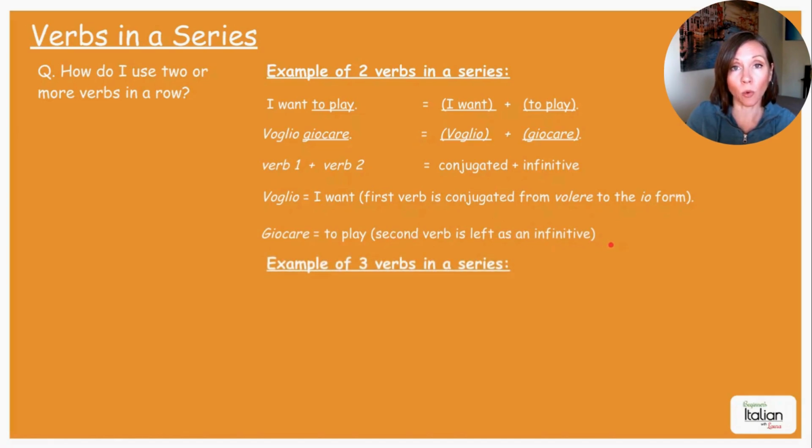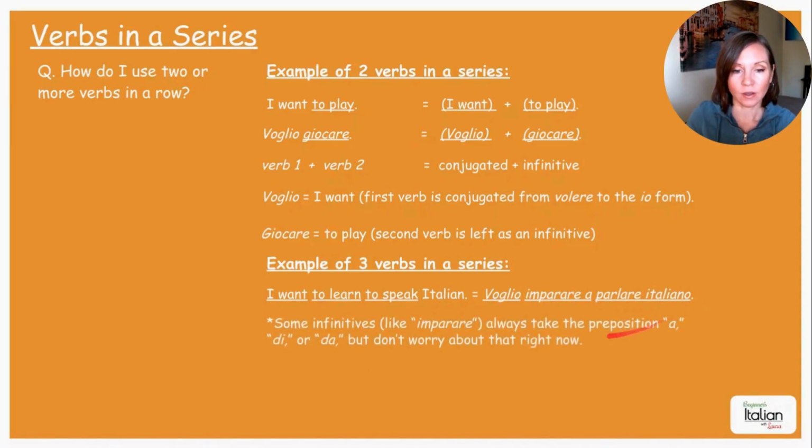If you want to have more than two verbs in a row, in this example, I want to learn to speak Italian: voglio imparare a parlare italiano. Just to note, some infinitives like imparare always take the preposition a, di, or da, but don't worry about that right now. That's why we just added it on here, imparare a. So in this example, we have I want plus to learn plus to speak Italian.